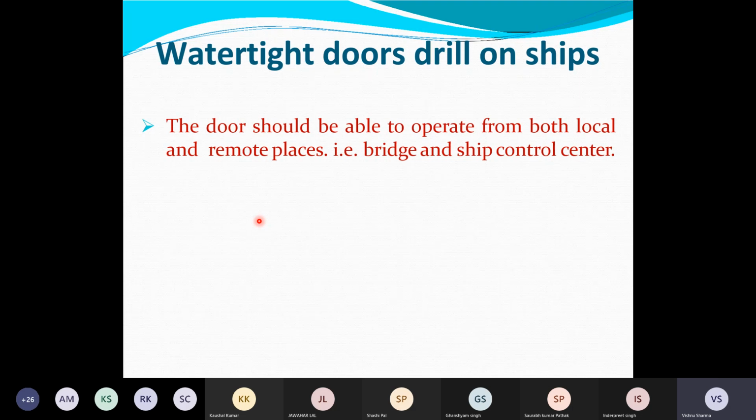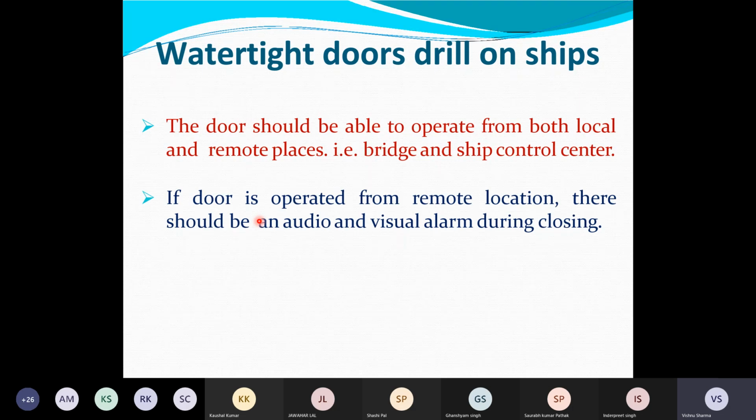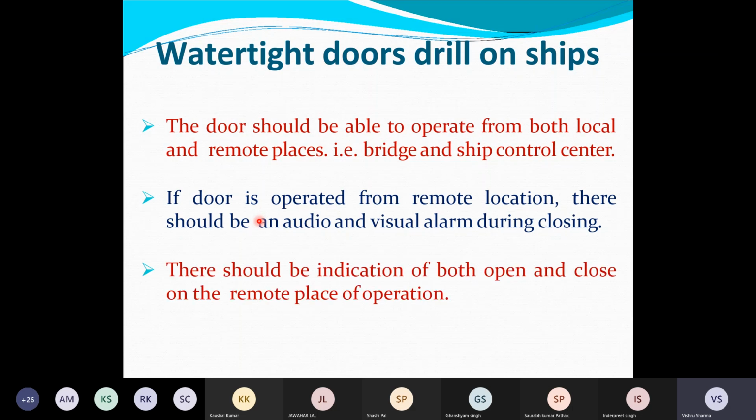We saw there was a wheel and also a hand pump in case of the hydraulically operated one. If the door is operated from a remote location, there should be an audio visual alarm during closing, which we saw shall start sounding maximum 10 seconds before the door starts moving, minimum 5 seconds before, and thereafter it shall continue sounding till the door is fully shut. There should be indication of both open and closed at the remote place of operation. That also we saw in the SOLAS requirements of chapter 2.1.